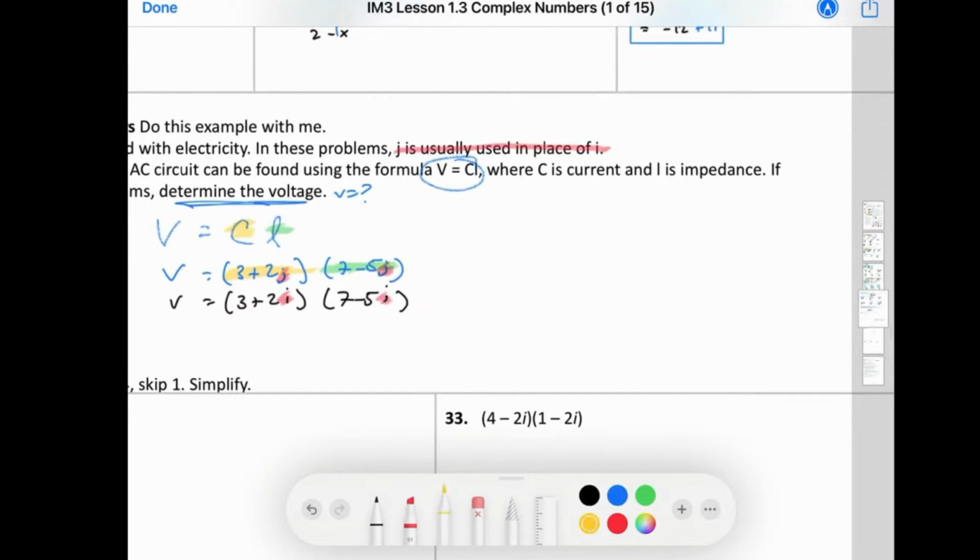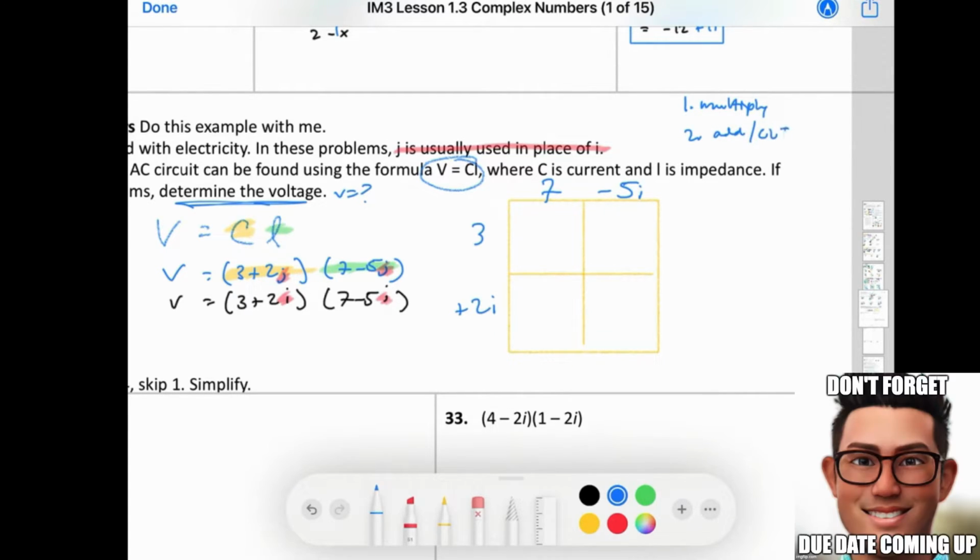Okay, so we get to do the box method. I just basically get to write 3 plus 2I and 7 minus 5I. This is just like the warm-up. You can use FOIL, but I'm just going to use this area model or the box method, and we're going to do the same thing. We're going to multiply, and then we're going to add or combine like terms. Okay?